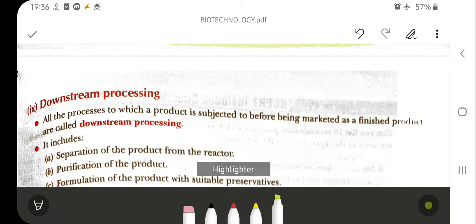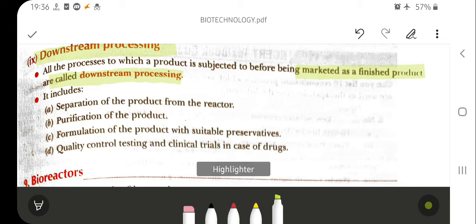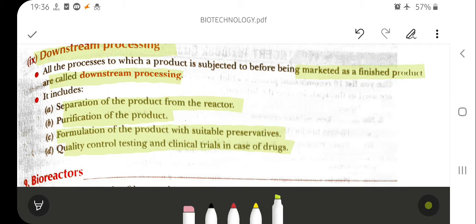The next and very important is the downstream process. All the processes to which the product is subjected before being marketed as a finished product are called the downstream process. For the downstream process, the various steps included are: separation of the product from the reactors, purification of the product, formulation of the product with suitable preservatives, quality control testing, and clinical trials in the case of drugs. After that it can be commercialized, or marketed as the finished product for the use of mankind.